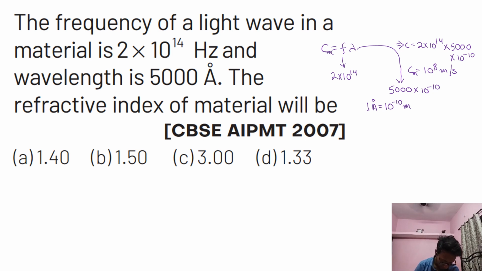So refractive index is nothing but speed of light in vacuum, which is 3 into 10 to the power 8 meter per second, divided by speed of light in that medium, which is equal to 10 to the power 8 meter per second. This and this would get cancelled, so mu should be equal to 3.